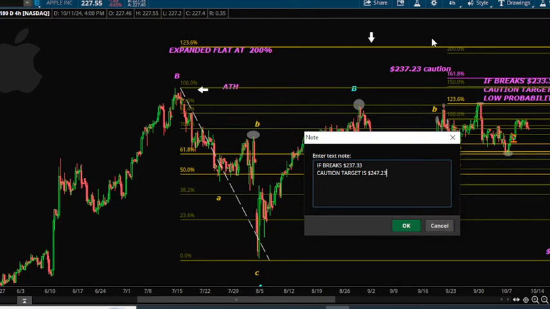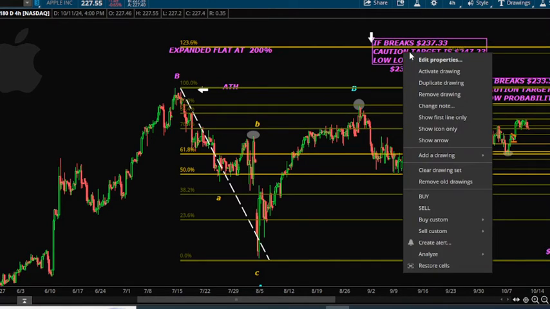23. My neighbors are being loud, so I hope that's not getting picked up. Sorry about that. If it breaks 237.33, caution target is 243.23. I like to label it as caution target because, you know, these expanded flats just catch everybody thinking it's a rally, and then really it's a turn down. So I like to label it as caution target. Now this I'll put low probability because maybe I'll think of percentages later. So, yeah, we'll do it that way.